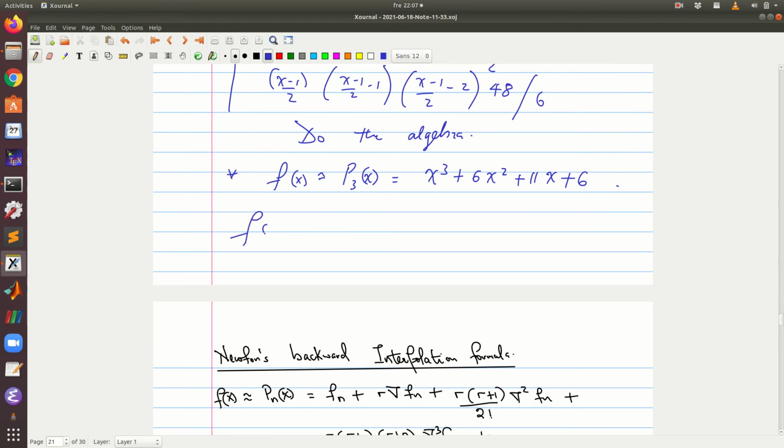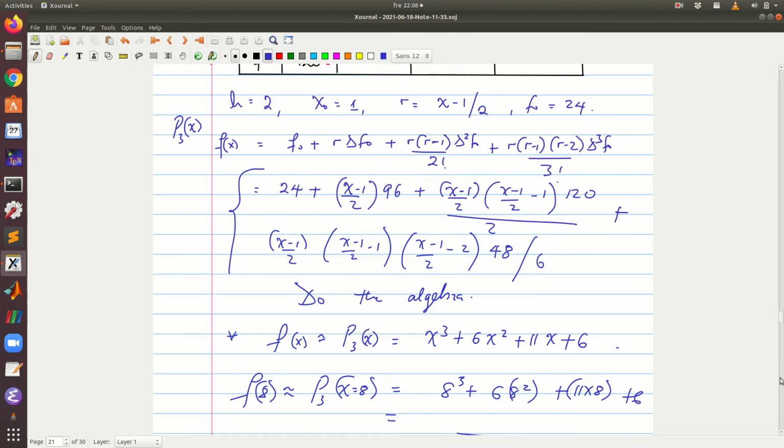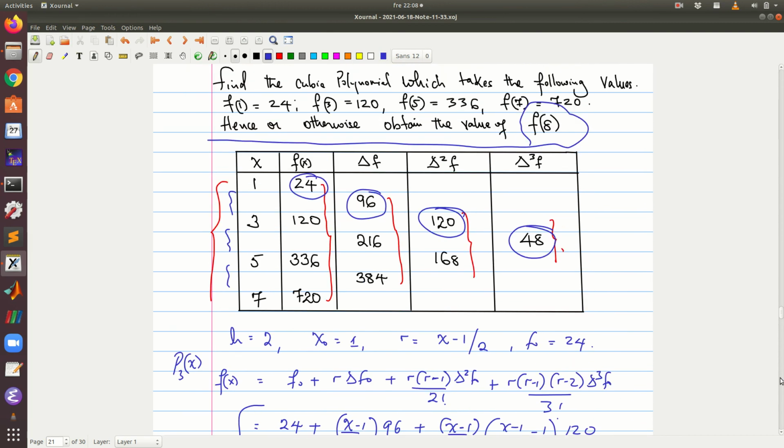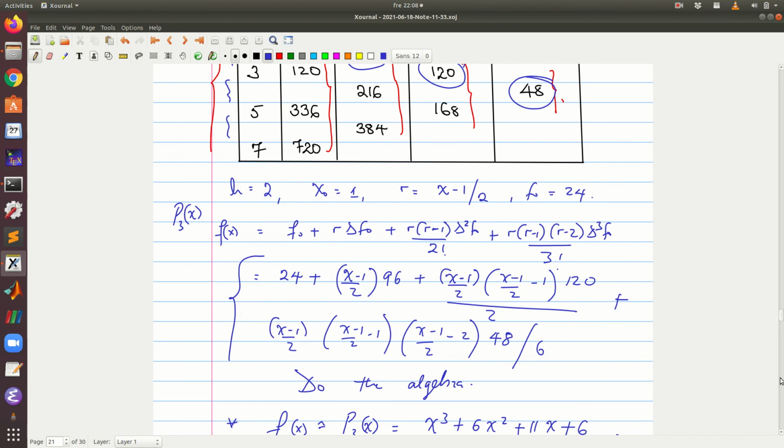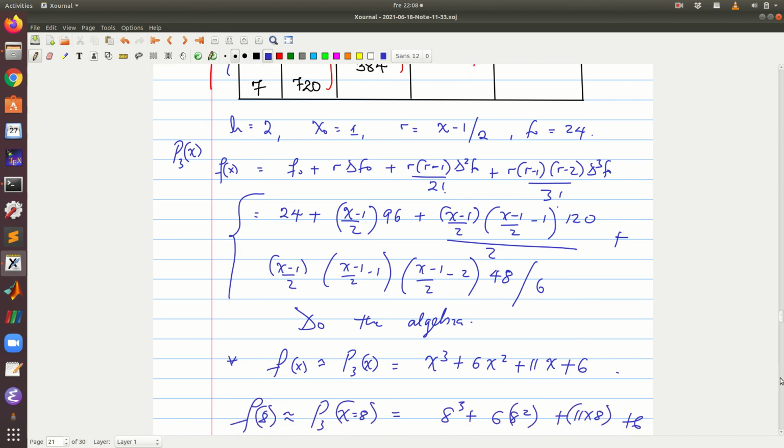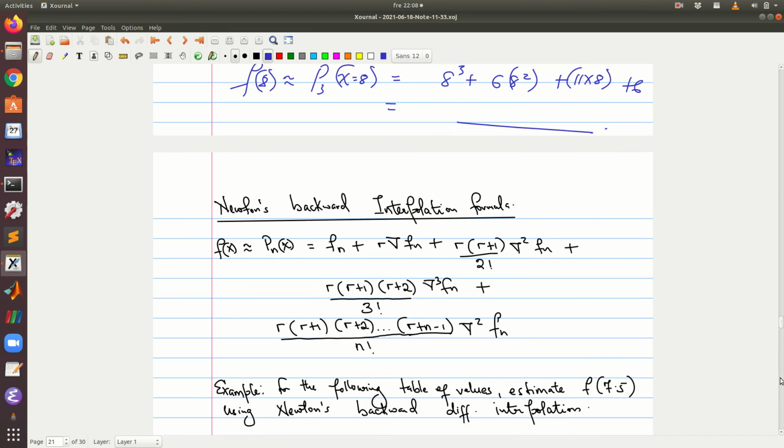You can simply say that f of 8 can be approximated with a polynomial of degree 3 at the point x equals to 8, which is 8 cubed plus 6 times 8 squared plus 11 times 8, then plus 6. So we have seen two examples here. All you need to do is to set up the table, and then you substitute accordingly.